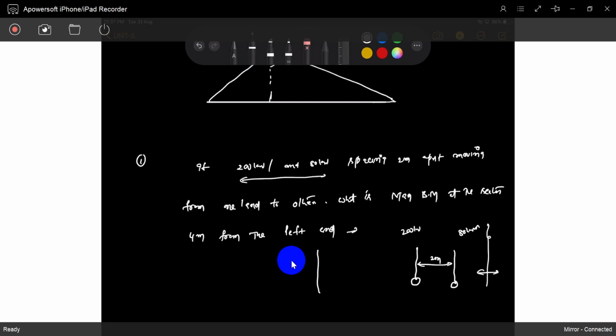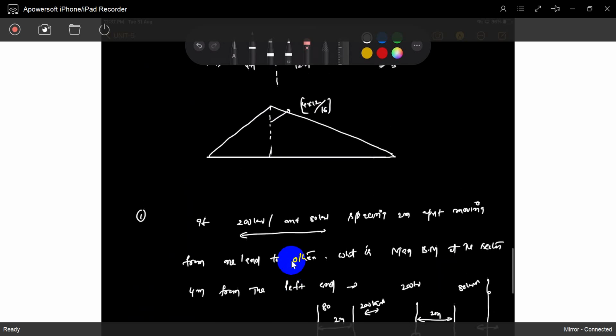Otherwise you can check this is 80, this is 200. You can check the other one also. If he particularly asked that the 200 kilonewton load is leading the load system, you have to take it like this. Or if he asked that the 80 kilonewton is leading the load system, you have to take it like that.